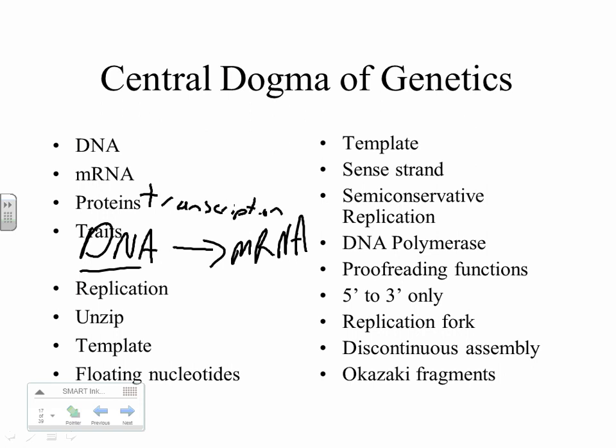Now that mRNA will leave the nucleus, and it'll go out to the ribosomes. How does it get out of the nucleus? It's got pores, holes. And it'll start getting read and decoded, and it'll be used to build the proteins. That process, mRNA to proteins, that's called what? Translation.